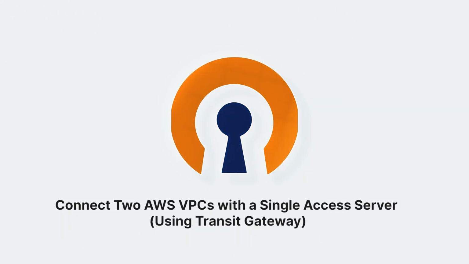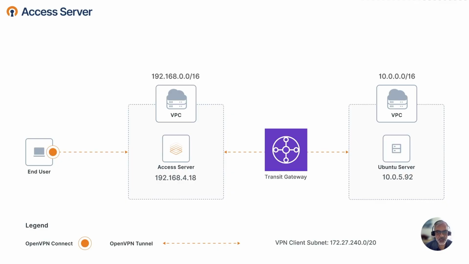In this video, we're going to walk through how you can just use one access server to connect two VPCs in AWS and get a seamless communication between them. That way, you can access resources in both VPCs without needing to spin up multiple access servers. We'll take advantage of an AWS Transit Gateway to handle the connectivity.